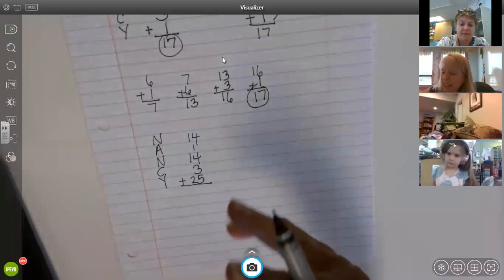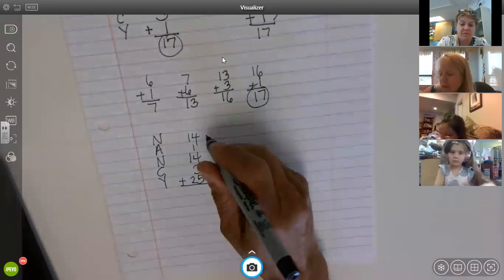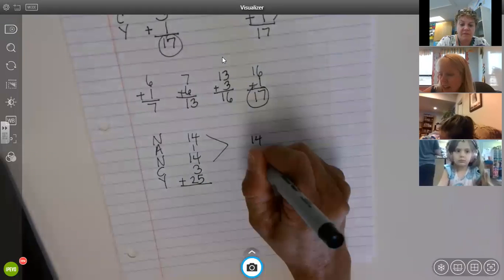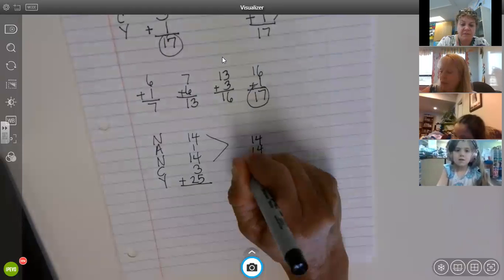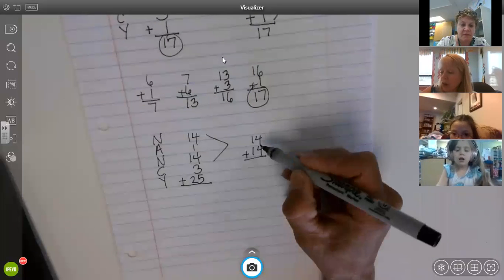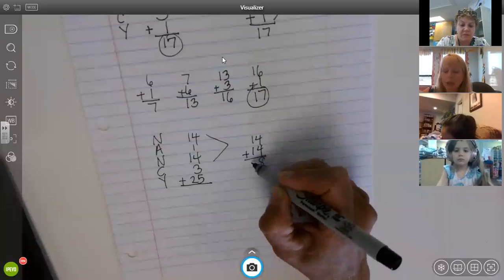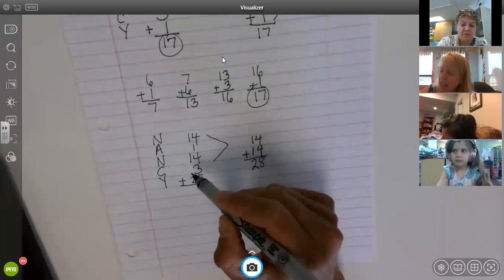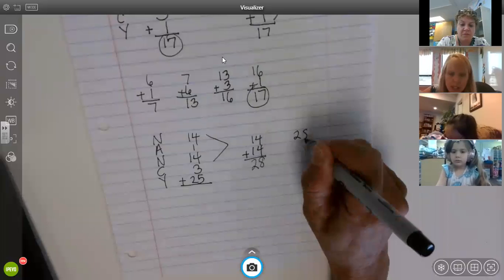I immediately see another doubles fact. I see 14 plus 14. I want to add those up. 4 plus 4 is 8. 1 plus 1 is 2. So I know those two equal 28. Then I want to add the 28 to this 25.